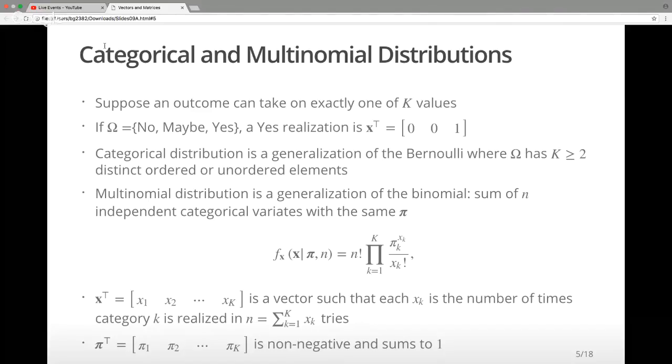So this is a very common distribution for survey research. Questions about the categorical, the multinomial, pi vector?